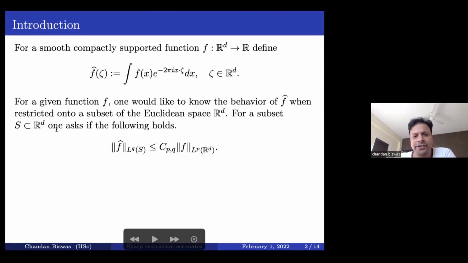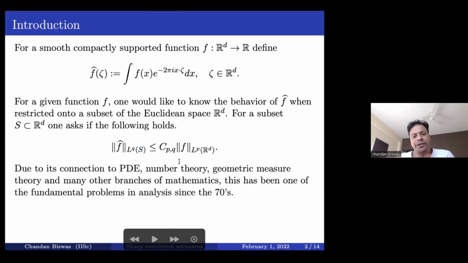For a subset S of R^d, by this I mean specifically inequalities of this form. You restrict f hat to the set S and take the L^q norm of f hat on S. Here there is some measure associated to S. Usually one takes the Hausdorff measure on S, but in this talk we are going to talk about submanifolds, so this should be the usual k-dimensional Lebesgue measure, where k is the dimension of the submanifold. This is bounded by C_{p,q}, a fixed finite constant, times the L^p norm of f on R^d.